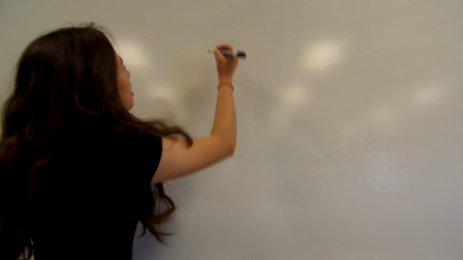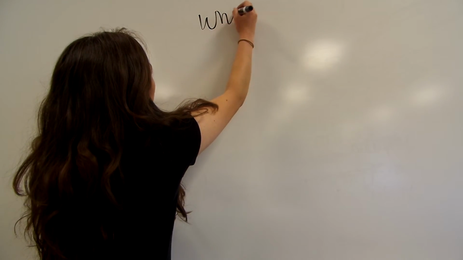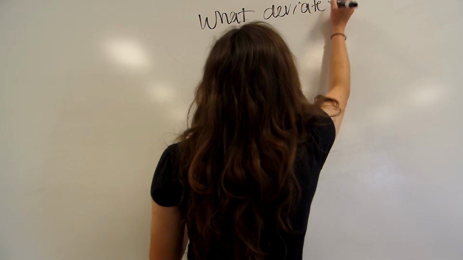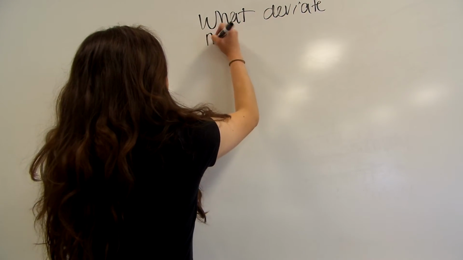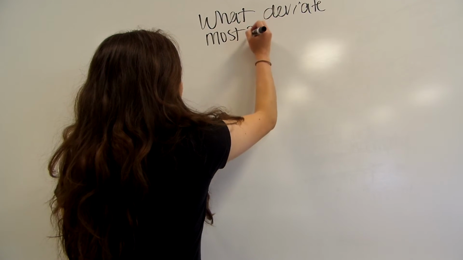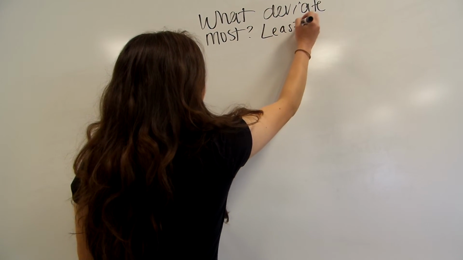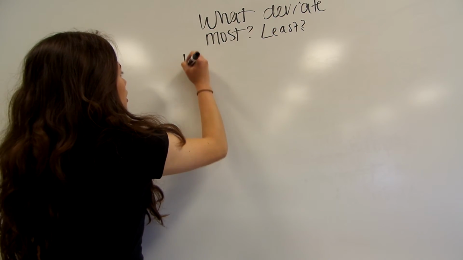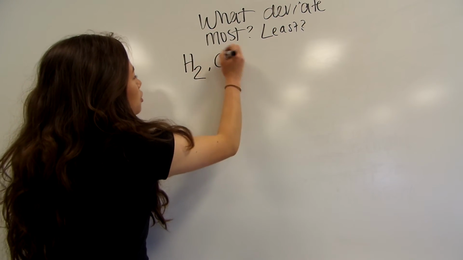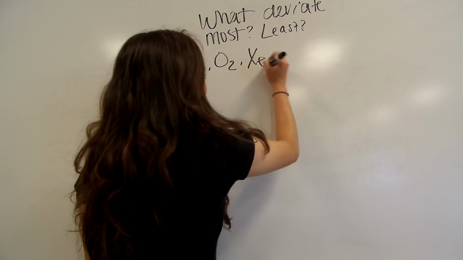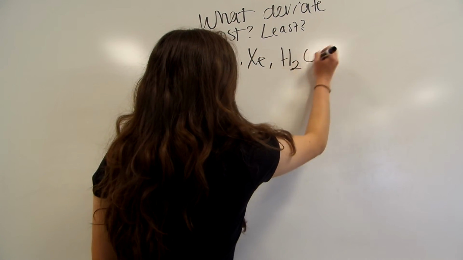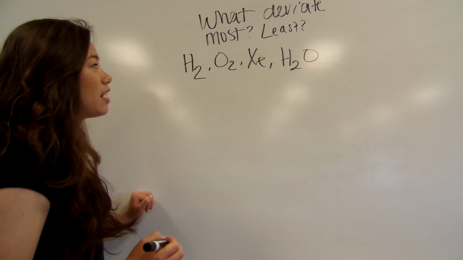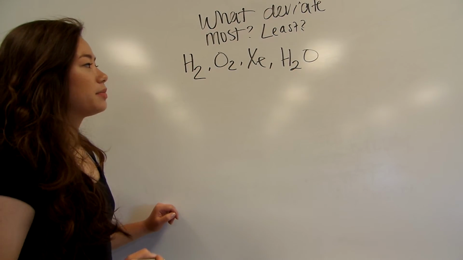So here's a practice problem you can try on your own. It's going to ask what deviates most or least out of the given chemicals. So we can have H2, O2, xenon, or H2O. So you can pause the video and figure this out and then unpause it when you want the answer.